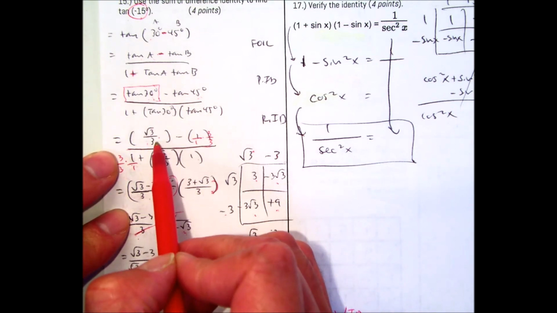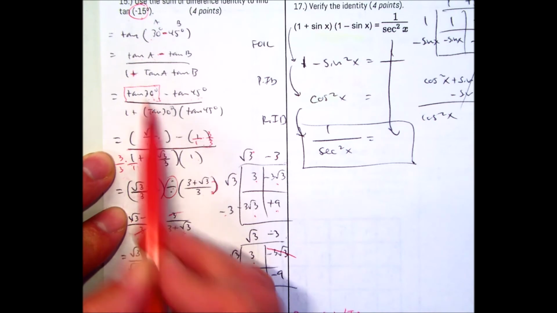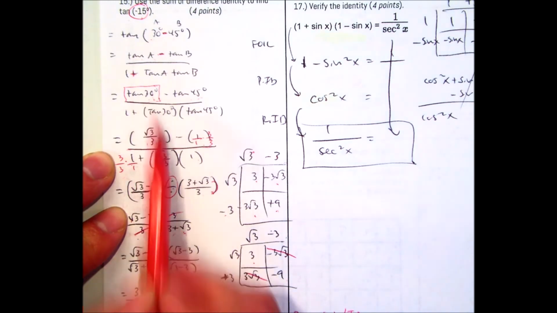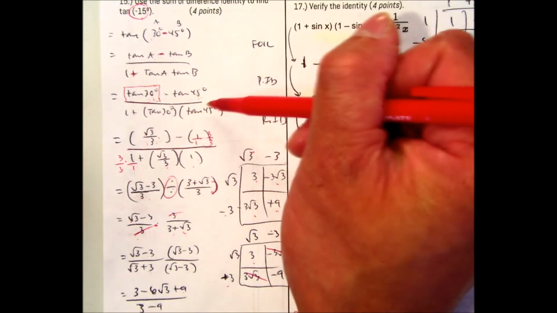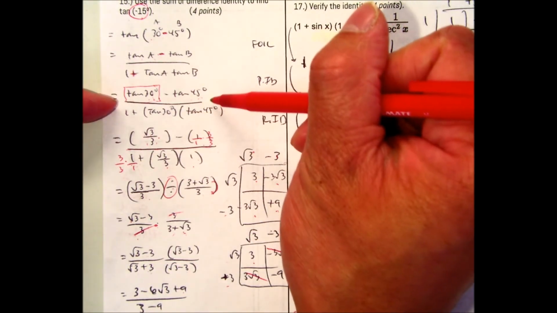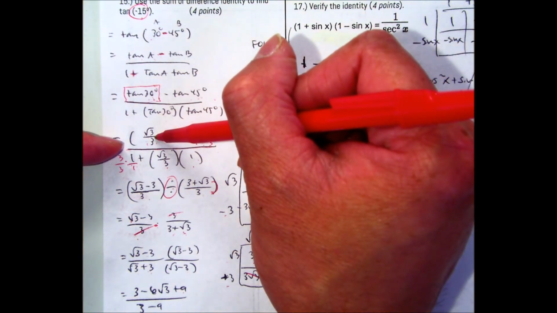Tangent of 30 is radical 3 over 3. Tangent of 45 is 1. And then you can repeat those numbers. Tangent of 30 is radical 3 over 3, and tangent of 45 is 1. Did you guys notice what happens from here to here? The student who struggles is they put tangent of radical 3 over 3.